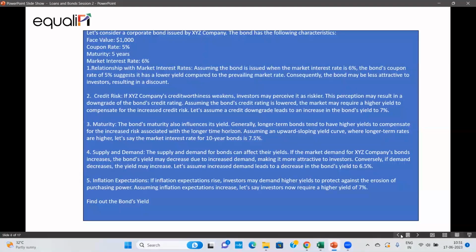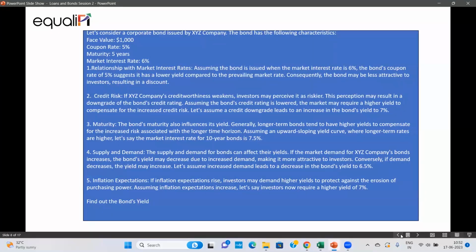Credit risk: if XYZ company's creditworthiness weakens, investors may perceive it as riskier. This perception may result in a downgrade of the bond's credit rating. Assuming that the bond's credit rating is lowered, the market may require a higher yield to compensate for the increased credit risk. Let us assume that the credit downgrade leads to an increase in the bond's yield to 7%. So the market interest rate was 6%. Now, because of the credit risk, it has increased to 7%. The bond's yield, right?